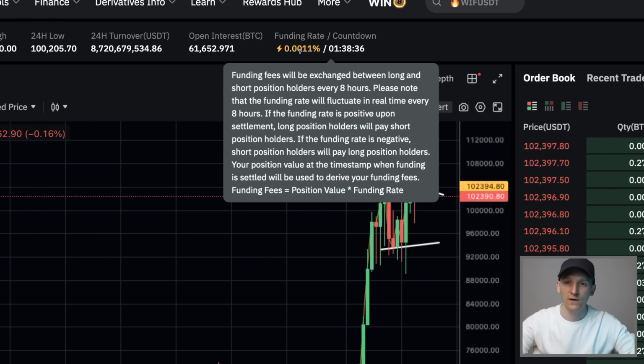This is something you have to figure out and factor into your trades. It's not a massive deal. Usually works out for Bitcoin to something like 10, 12% a year, something like that. If you've got a trade open for a couple of weeks or something, it's not going to make a big difference, but you do have to pay this to keep your positions open.